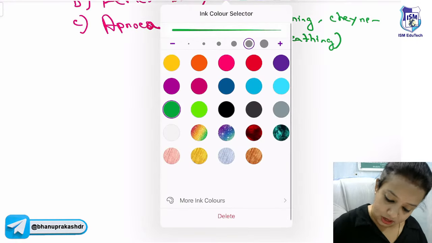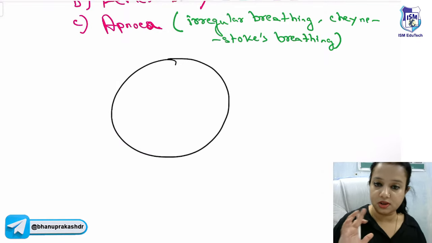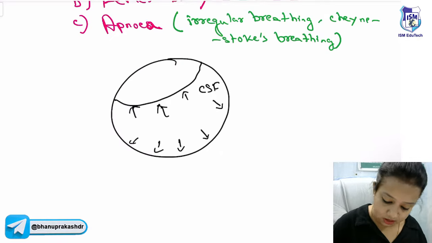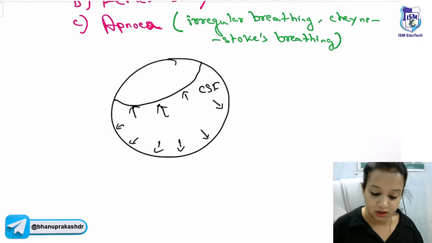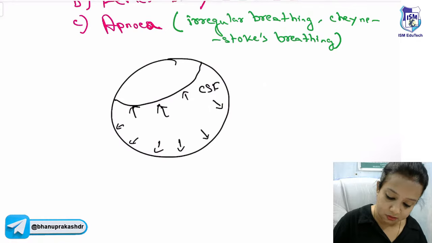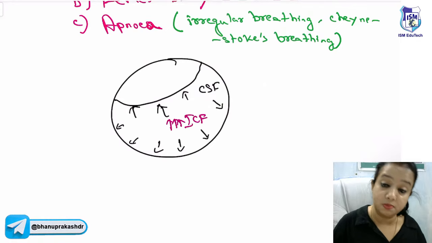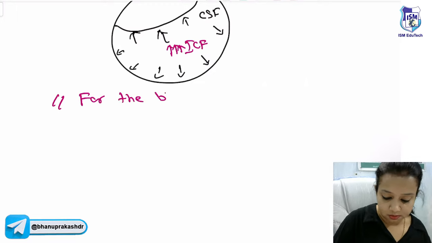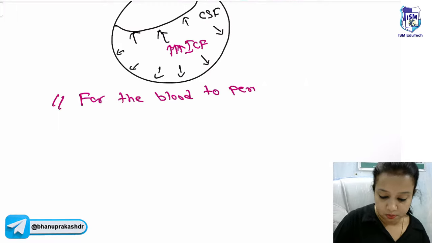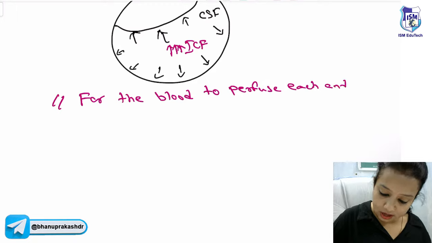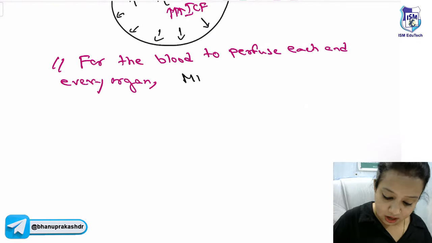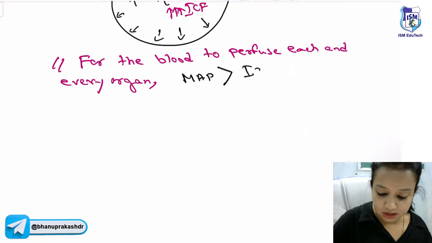So now, what actually happens is, say, this is the brain, just for understanding sake. Say there has been too much accumulation of cerebrospinal fluid, which is pushing on the adjoining areas of the brain. So this immediately causes a manifold increase in the intracranial pressure. Now one thing, for the blood to perfuse each and every organ, the mean arterial pressure should be greater than the intracranial pressure.